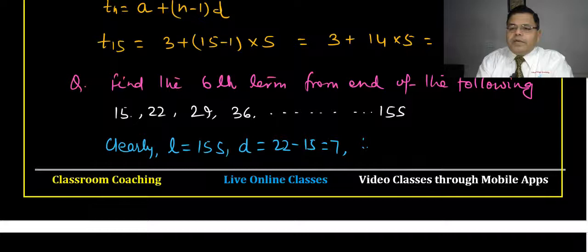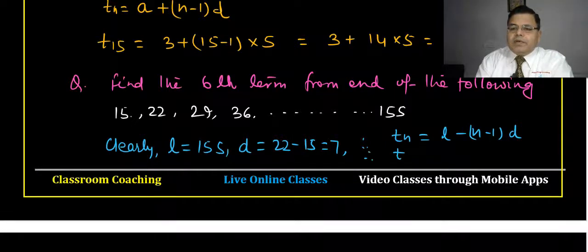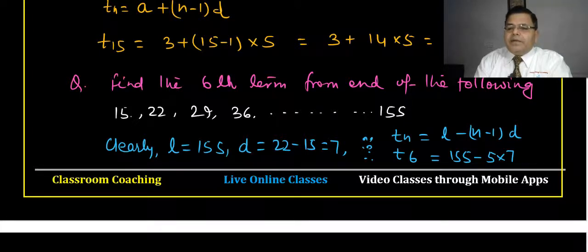Since Tn is equal to L minus (n minus 1) into d, therefore T6 is equal to 155 minus (6 minus 1), that is 5, into d, and d is 7. 7 fives are 35, and if I subtract 35 here, then this is 120. So 120 will come. So you can calculate either from the beginning or from the end.